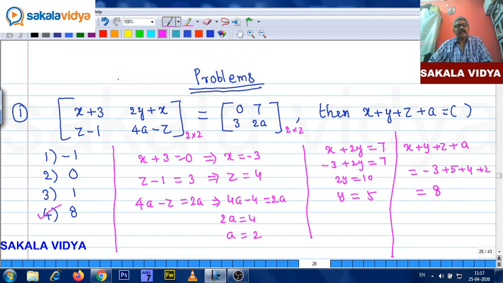So more than 3 or 4 marks will come from this maths chapter, including matrices and determinants.